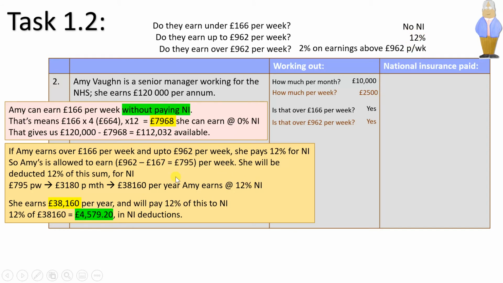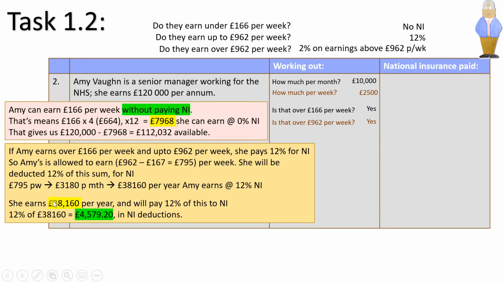What does this mean? This is why there's lots of help on this particular question. She's allowed to earn that middle slice between 962 and 167, which gives her £795 per week. So what that actually means is £795 per week becomes £3,180 per month, which then becomes £38,160 per year. And that's the amount that Amy earns where she will be charged 12% for national insurance contributions.